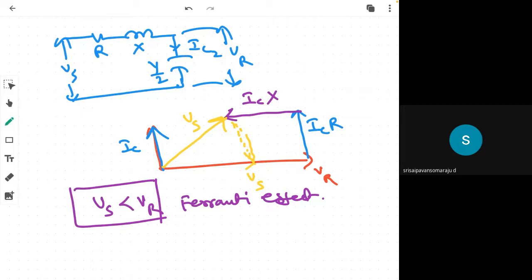During light load, no load, or lightly loaded conditions, we will experience this problem, the Ferranti effect. In such situations, we will operate the synchronous generator as a reactive power sink in emergency conditions.